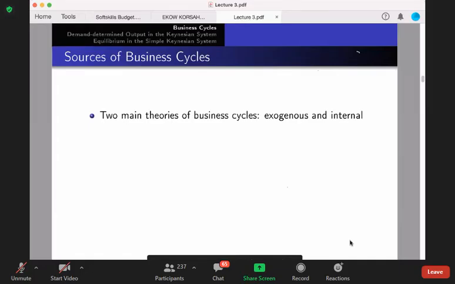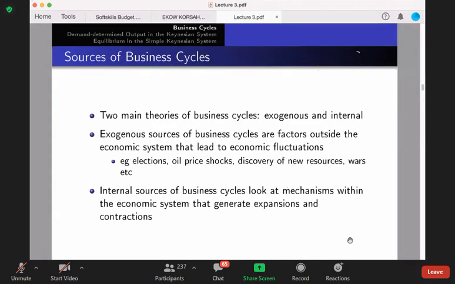Now let's look at the main theories of business cycles. What are the theories of business cycles? When we are talking of the theories of business cycles, we are asking what the factors are that lead to either a recession or an expansion.